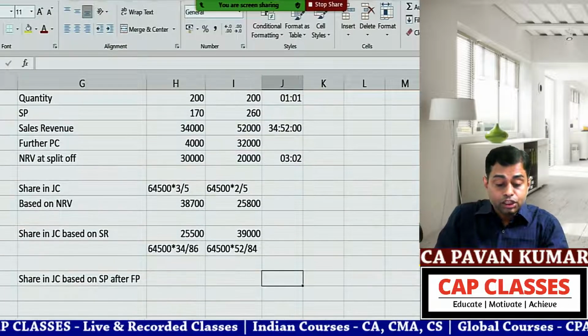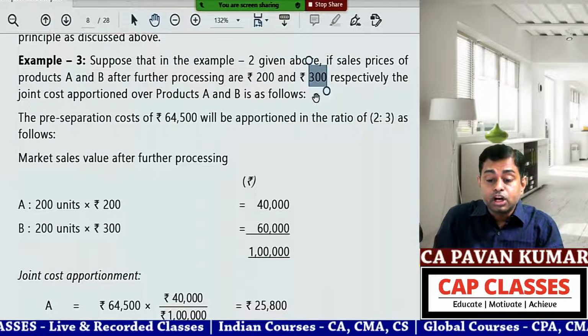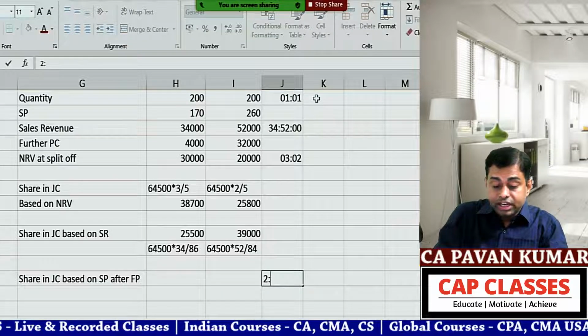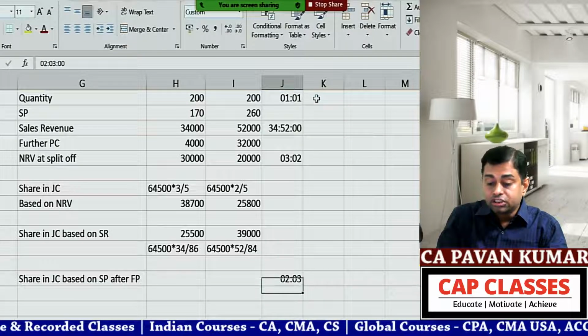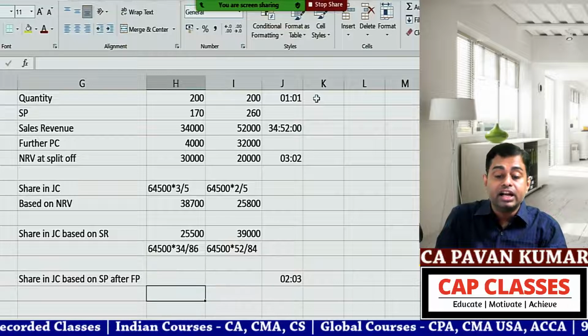Okay, what is the ratio? They said first one is 200 rupees, second one is 300 rupees. So it is 2 is to 3. So guys, apportion this in 2 is to 3 and tell me.